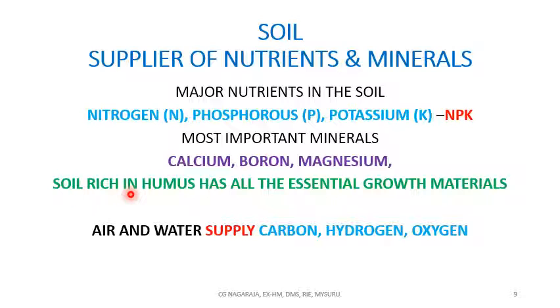Soil rich in humus contains all these nutrients and minerals, and it is essential for growth of a plant. Air and water supply carbon, hydrogen and oxygen. They are also important and essential elements for the growth of the plant. Without carbon, hydrogen and oxygen, plants cannot grow in any atmosphere, in any kind of soil.